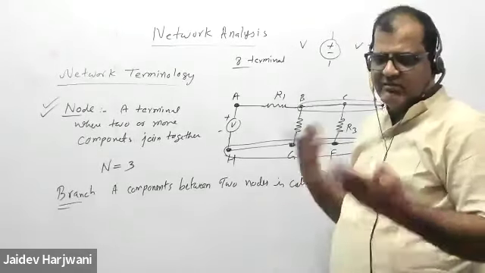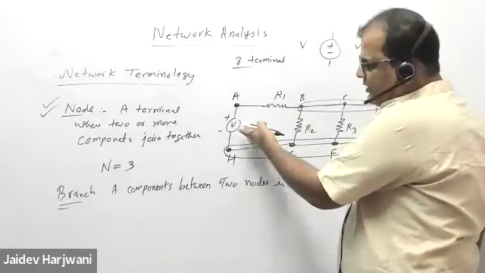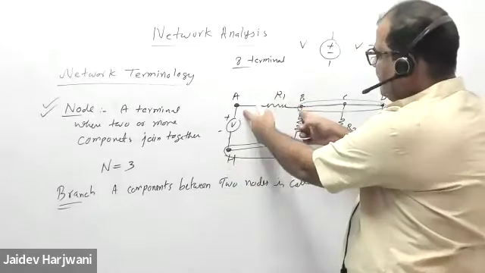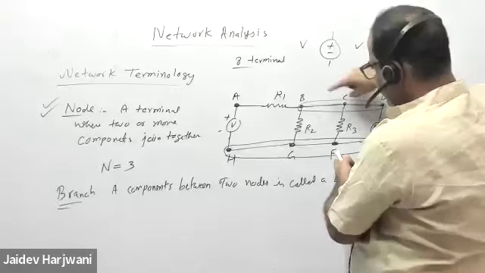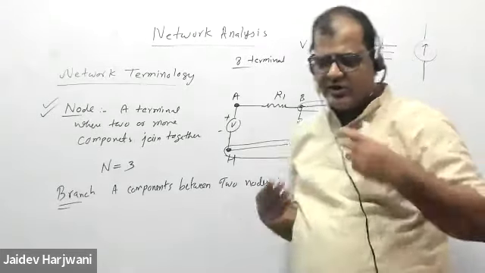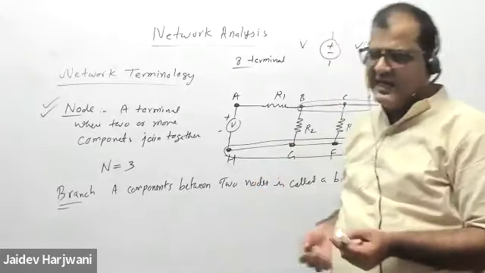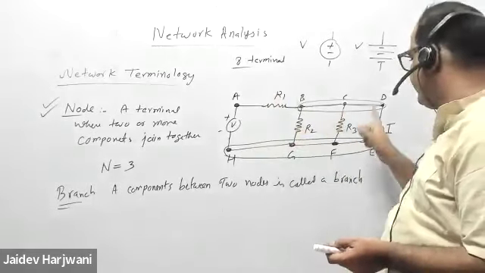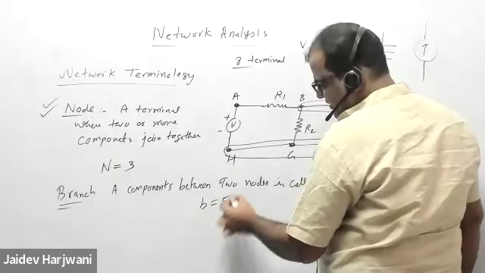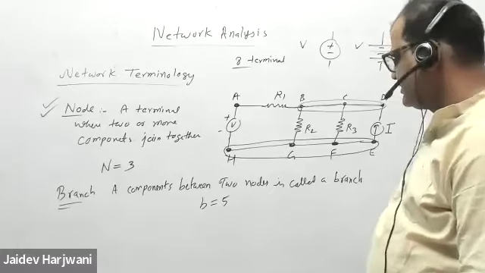So obviously the number of branches is equal to the number of components. Each component is one branch, because this component is surely between two nodes. This is between two nodes. This is also between two nodes. This is also between two nodes. So in order to count a branch, you don't require anything. You just have to count the number of components present in the circuit. So 1, 2, 3, 4, 5. So the number of branches in the circuit is 5.